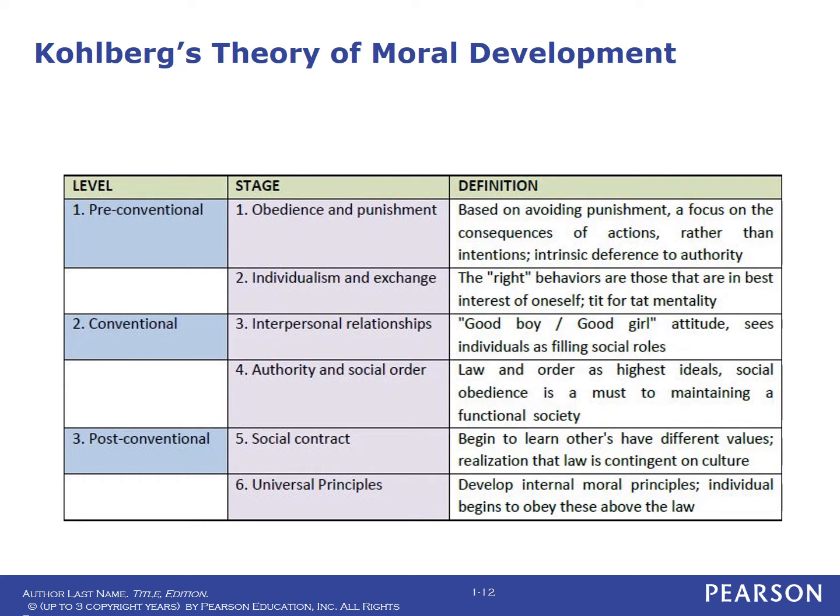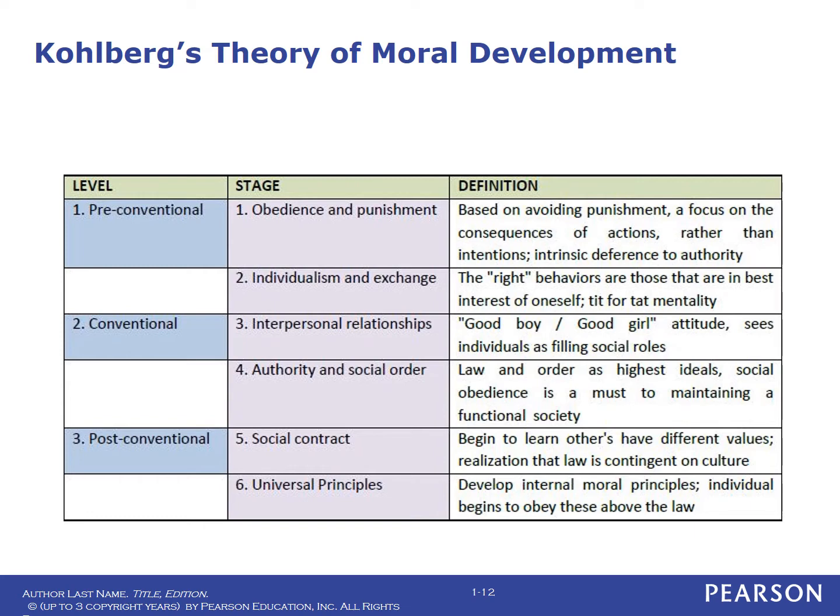There are two stages at the conventional level. The third stage, or the first at the conventional level, consists of interpersonal relationships. And here people do good things because they want to be nice to someone. They want to get somebody's favor. Maybe they want to make a friend. I'll let you cheat off me if you'll be my friend, kind of thing.